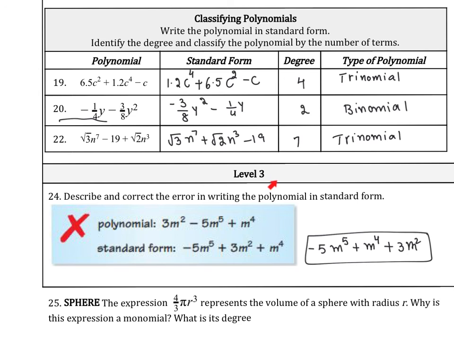For level 3, the correct one, we are going to write it as negative 5m to the power 5, then m to the power 4, and then m squared. And then the degree for this one is 5.